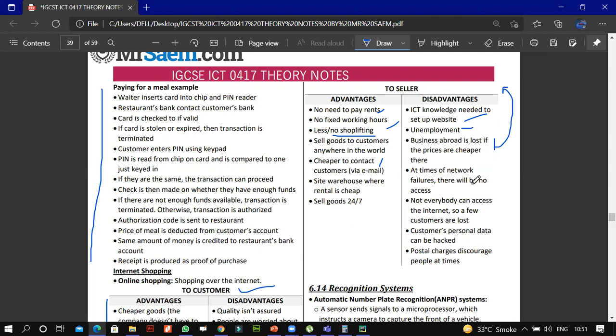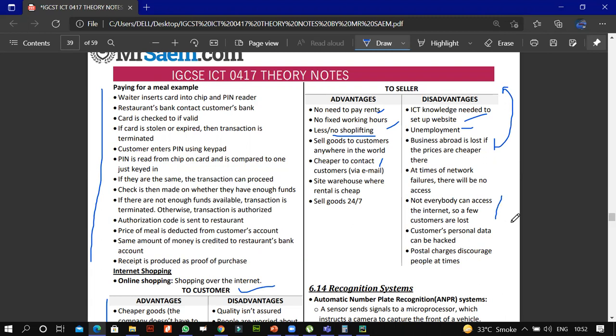Because if you're going to a website, if you're going to order something online, why would you not order it from ABZ and why from you? So there's a lot of competition out there. You have to be competitive. That's a big issue. Not everybody can access the internet.